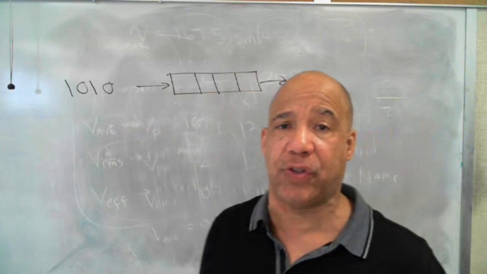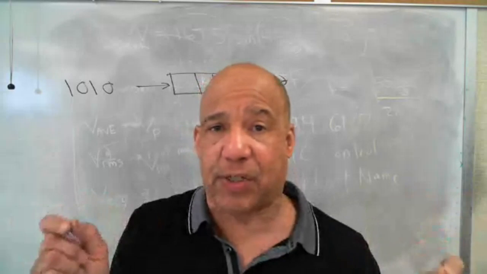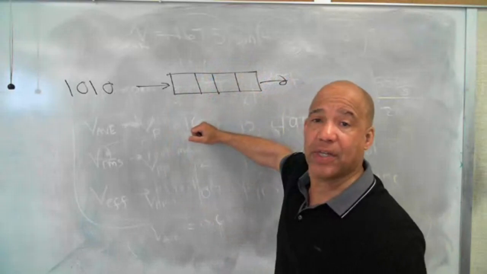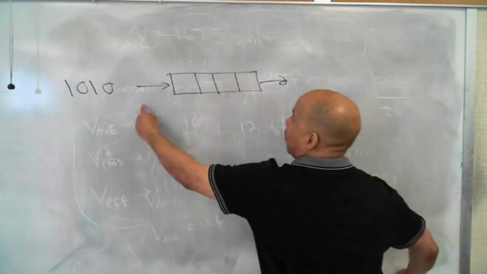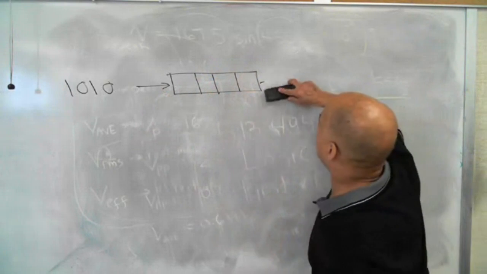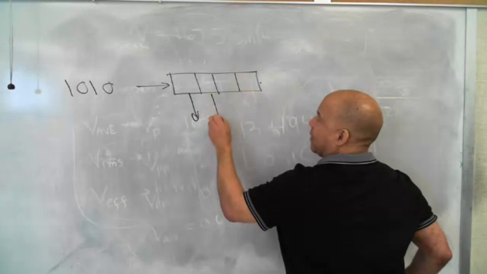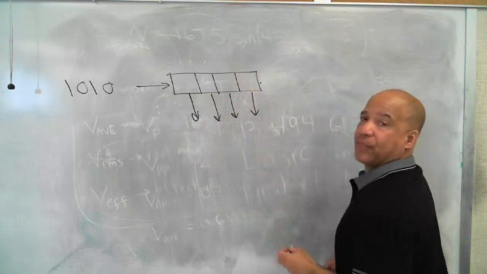And this is the slowest way to move bits inside of a digital device. Serial in, serial out. I don't have to do it this way, though. Maybe instead of having 1 line in and 1 line out, maybe I have 1 line in and then I have 4 lines out like this.